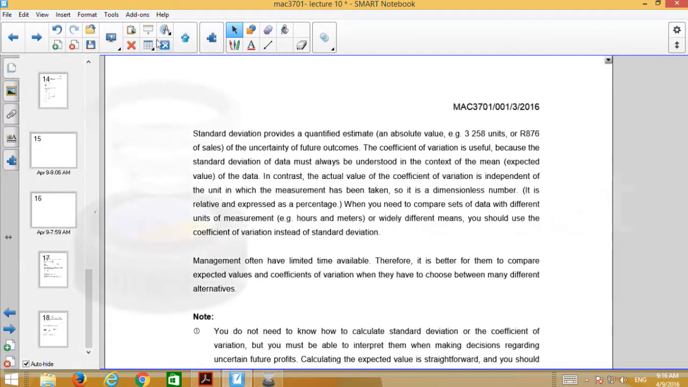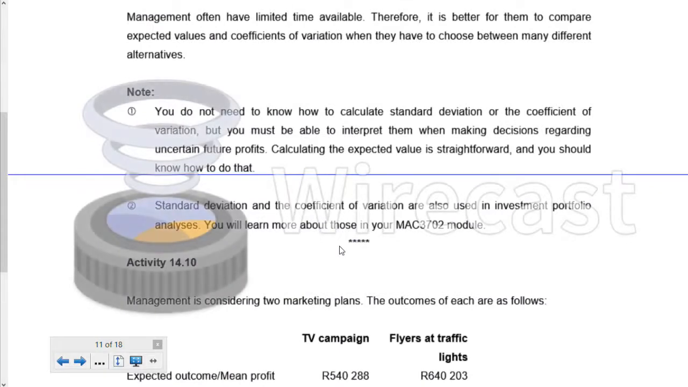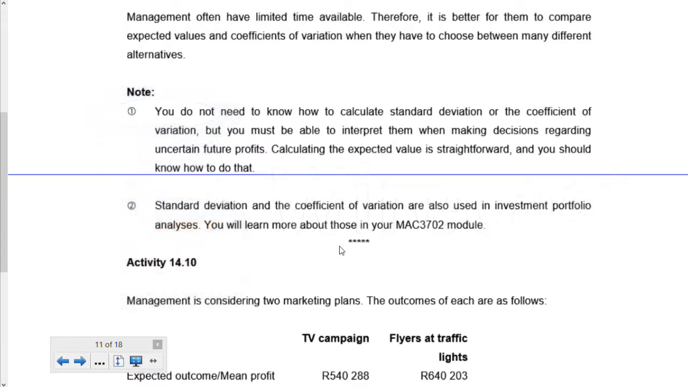See, if you look here on page 309, it says, demonstration of Wirecast. Note, you do not need to know how to calculate standard deviation or the coefficient of variation. But I have seen them ask you to calculate the coefficient of variation. They give you the numbers, and all you have to do is work out the percentage. But you must be able to interpret them when making decisions regarding uncertain future profits.